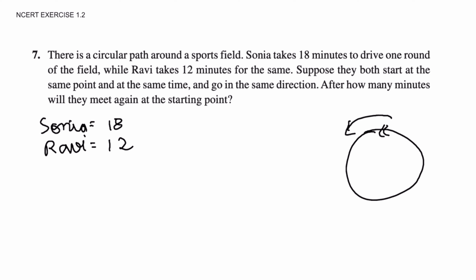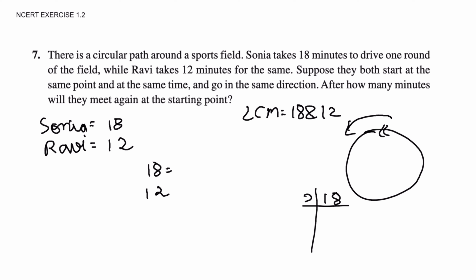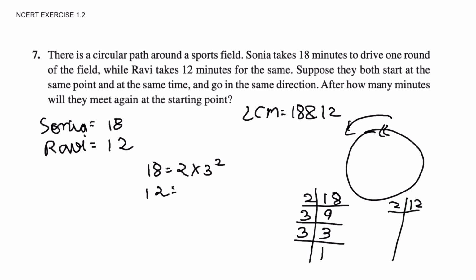Now to solve this, we have to find the LCM of 18 and 12. Once again, let's use the prime factorization method. Let's put 18 here and 12 here and try to find the factors. Let's do it for 18 first. So it's 2, 9 is 18, 3, 3 is 9, and 3, 1 is 3. So 2 and 3 to the power 2. What about 12? For 12 it's 2, 6 is 12, 2, 3 is 6 and 3, 1 is 3. This time 2 to the power 2 multiplied by 3.